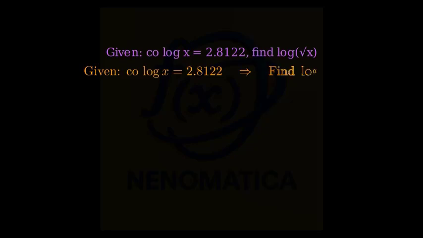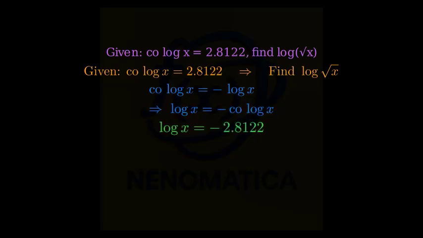Here is the given information highlighted. Step 1. Use the definition of the cologarithm. By definition, colog x equals negative log x. Therefore, log x equals negative colog x. Substituting the value 2.8122, we get log x equals negative 2.8122.